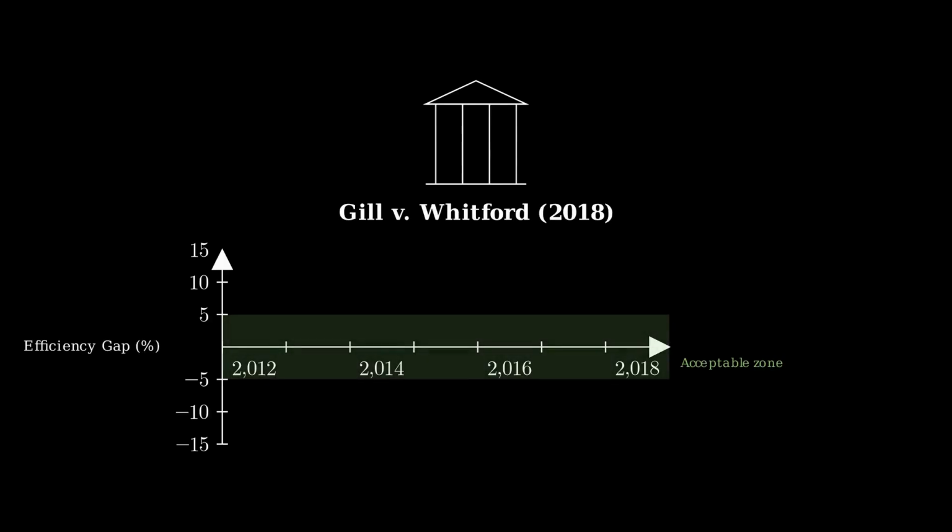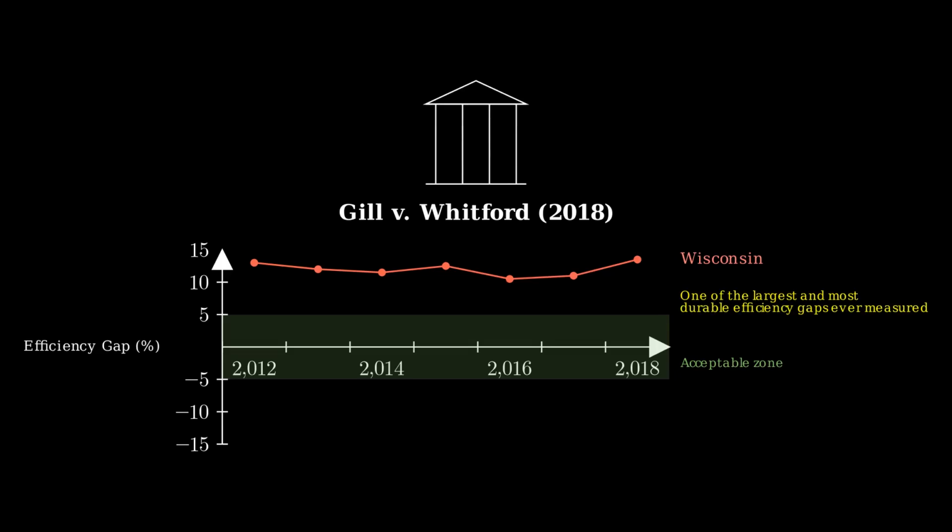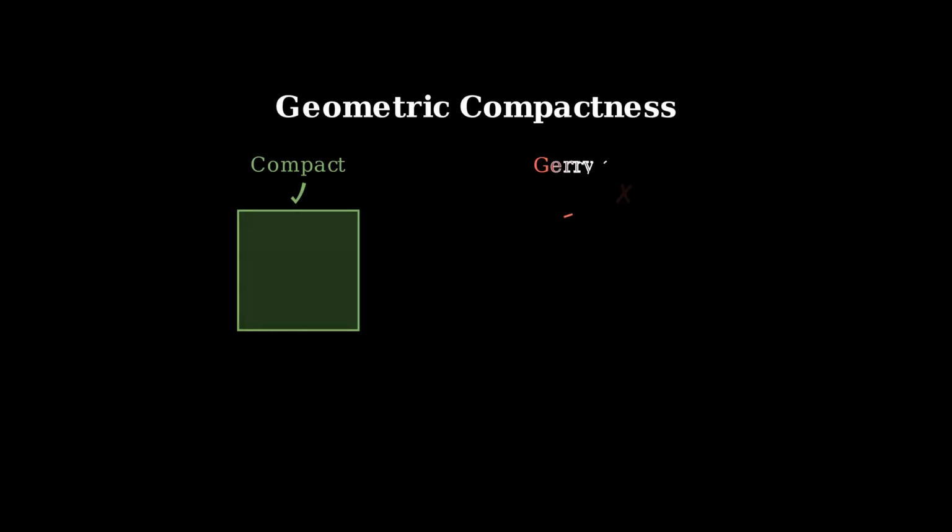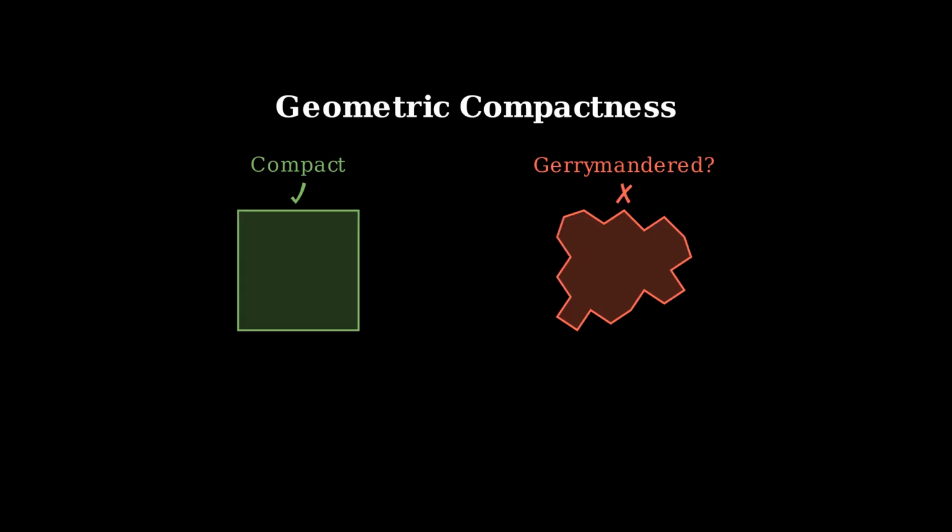This metric was actually presented in the Supreme Court case Gill v. Whitford in 2018, involving Wisconsin's state assembly map. Researchers showed that Wisconsin's map had one of the largest and most durable efficiency gaps ever measured, consistently favoring Republicans even as the overall vote shifted. But the efficiency gap isn't perfect. It can be thrown off by uncontested races, and it makes assumptions about what a fair baseline should look like.